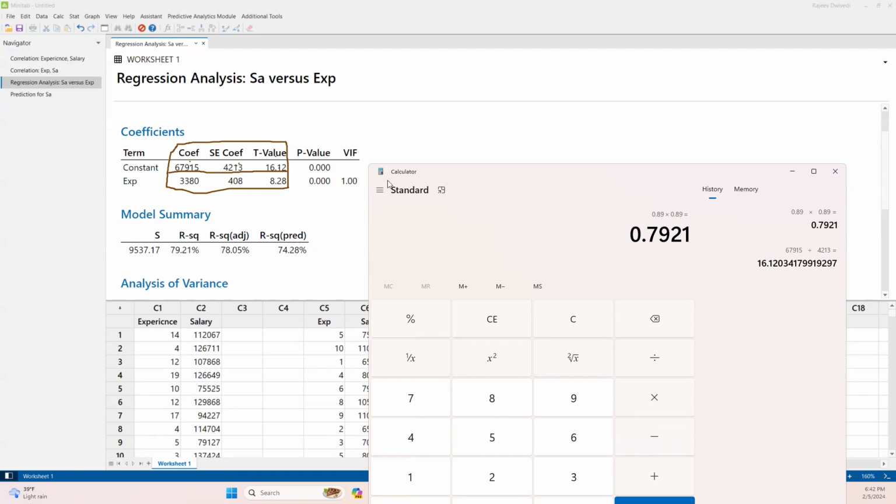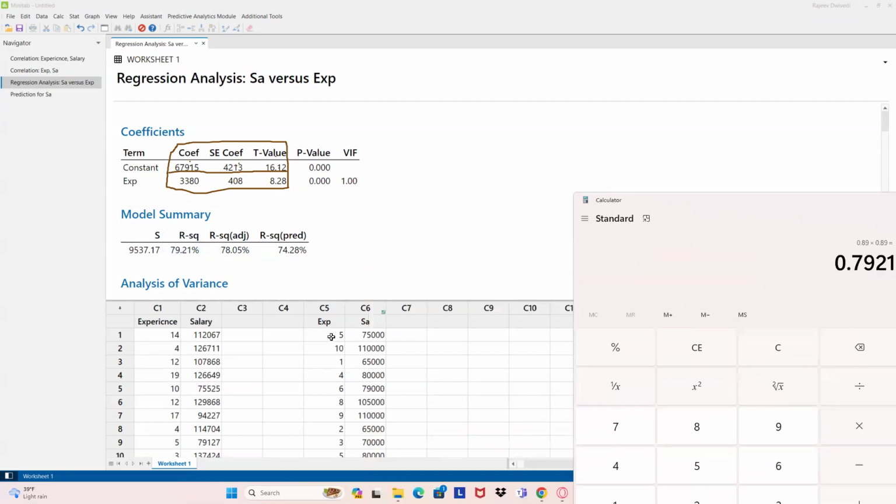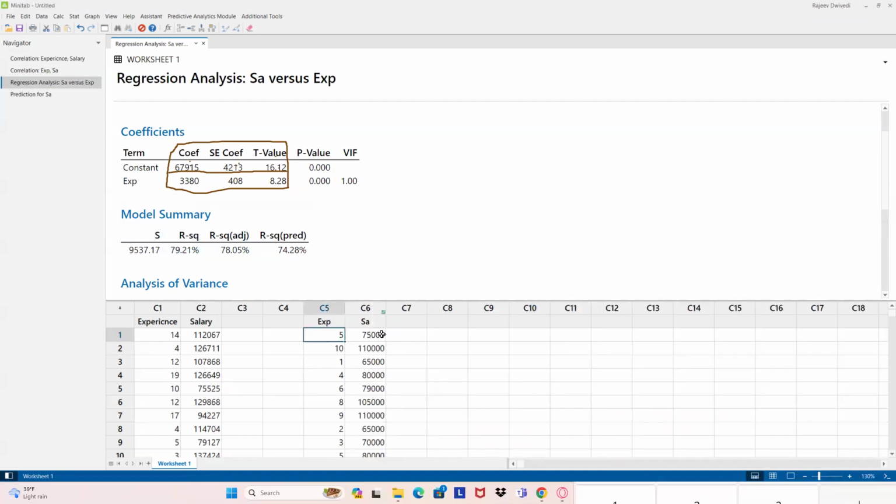So basically this is the coefficient of determination. It says experience is the cause and salary is the effect. So cause and effect. Basically 79% of your salary can be determined based on experience. In simple words, 79% changes in salary can be explained by experience, a different way to frame the sentence. So R square is 79%.